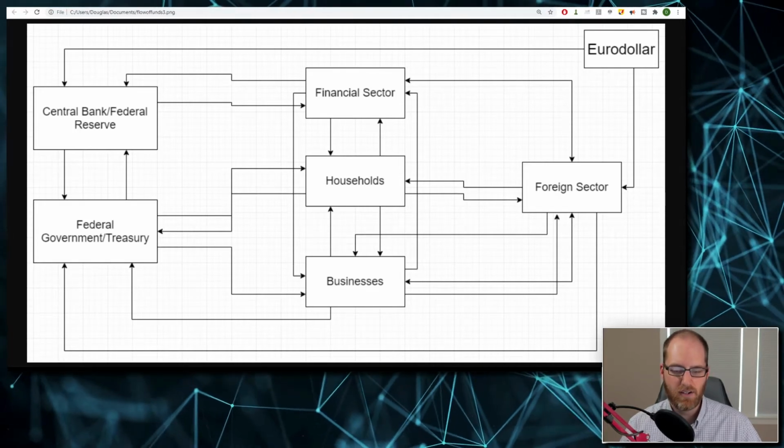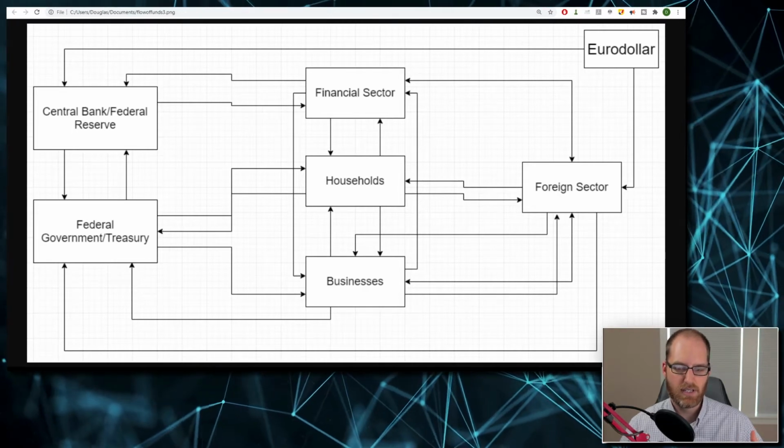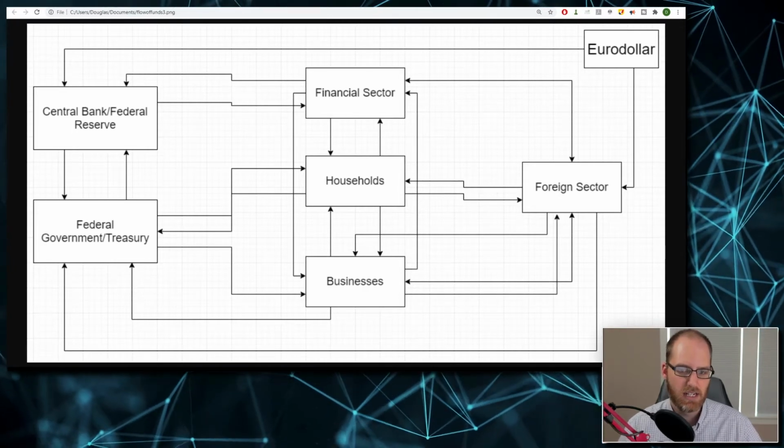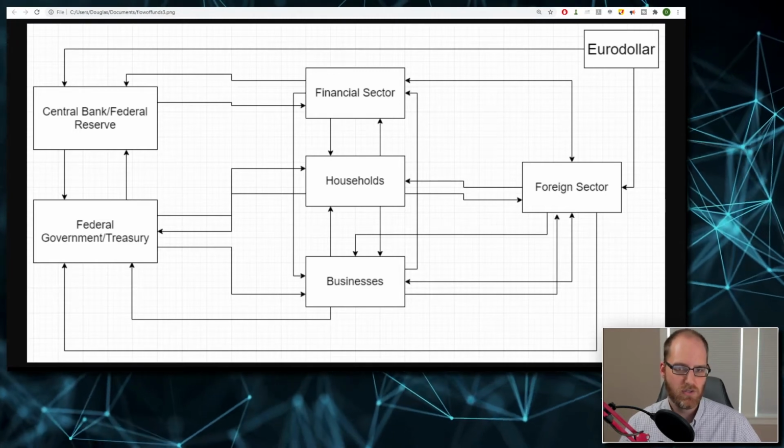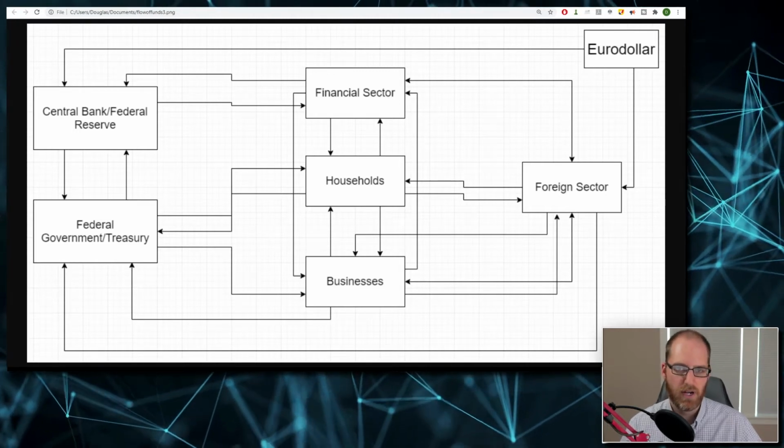So again, the idea here is let's take a look at the basics of MMT, get an understanding, and then I'll show you how I use that data to really build the core of my trading strategy.